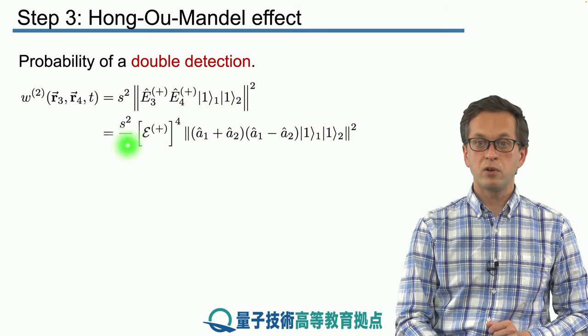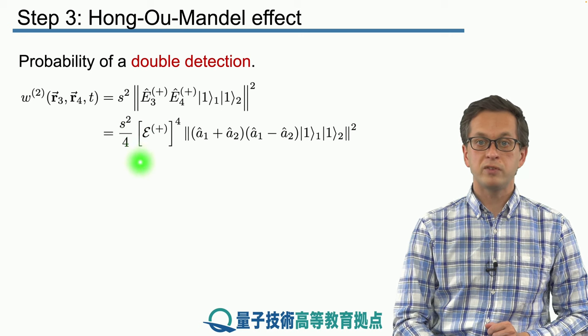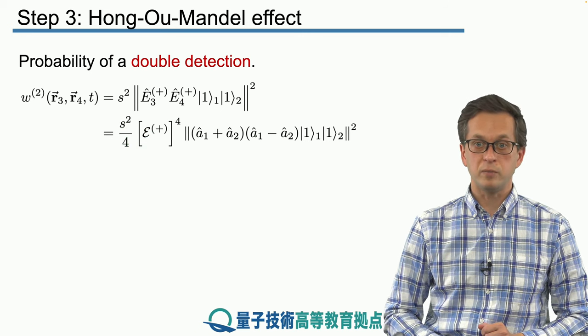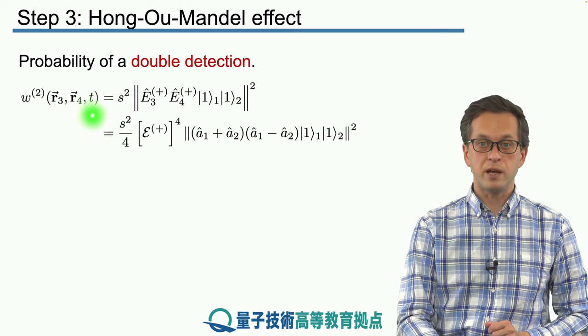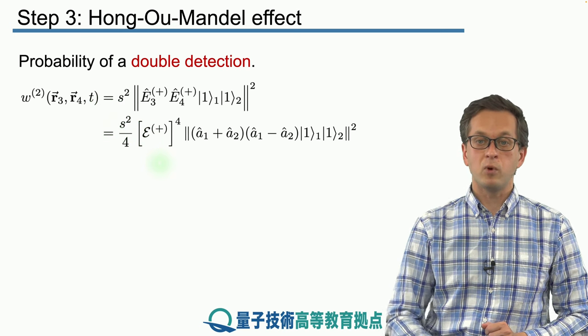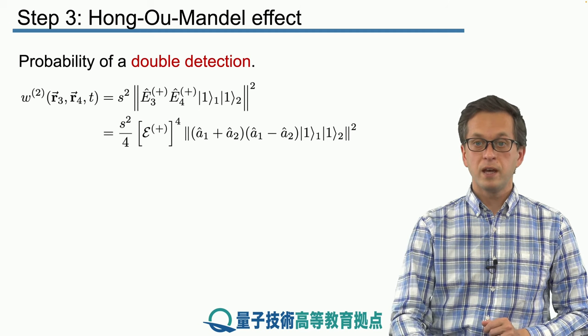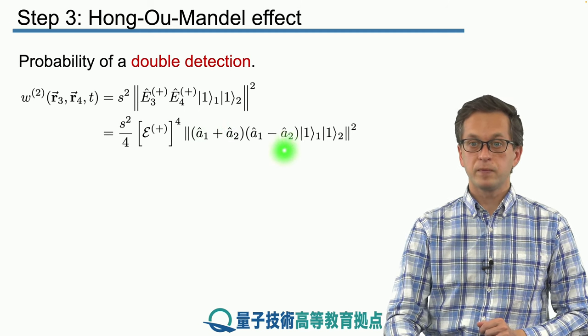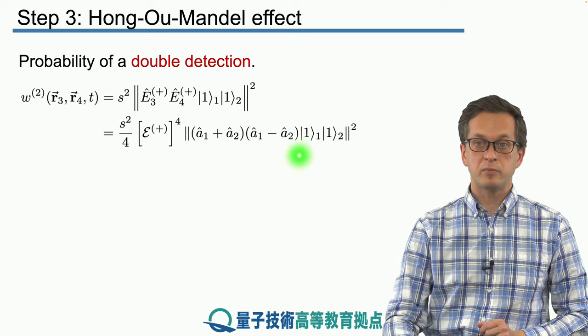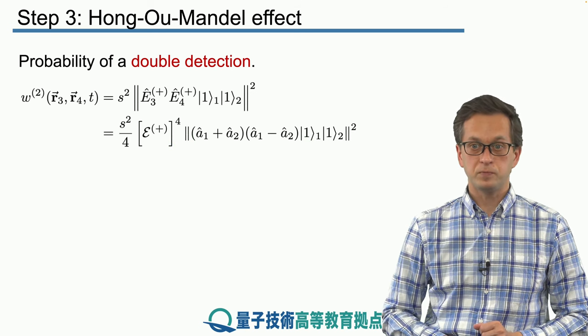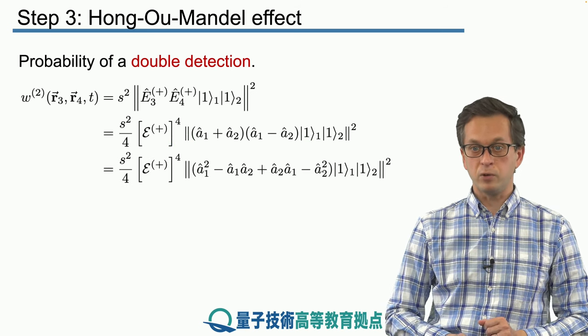Here, this 4 in the denominator comes from the fact that we are looking at a 50-50 beam splitter. And then we've got the usual S squared times the one-photon amplitude to the power of 4, because we've got two fields, E3 and E4, and the important bit over here. So let's expand this expression for the A1 and A2. And what we get is the following.